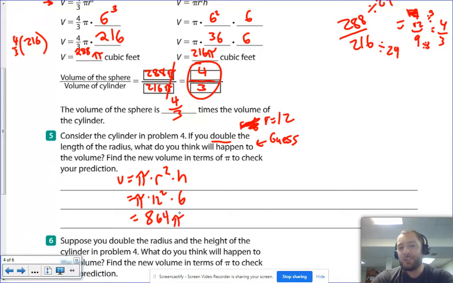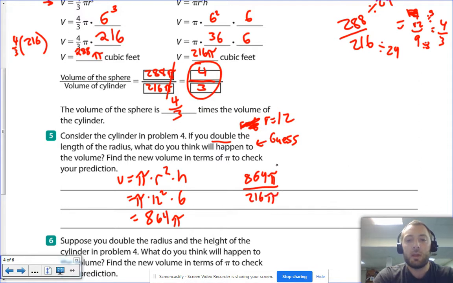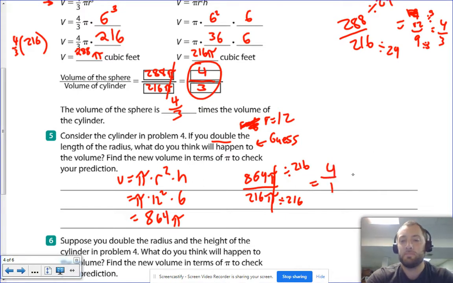So how many times bigger is that than the original? We want to see if it's 2 times bigger, like my guess would have been. So I'm going to take that 864 pi and compare it in a fraction to the original, which is 216 pi. And I know that the pi's cancel out, and I'm going to take a guess and say that they can both be divided by 216, because 864 is a lot bigger, so it might go in there. 864 divided by 216 is a nice even 4, which is great, because 216 divided by 216 is just 1.